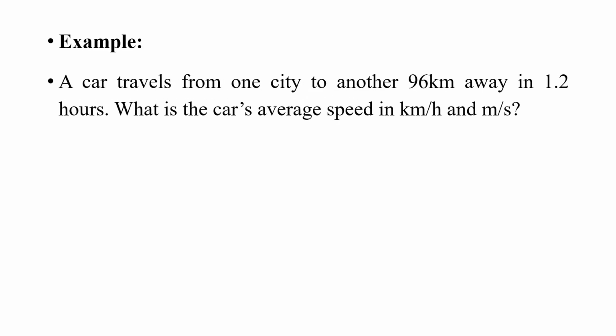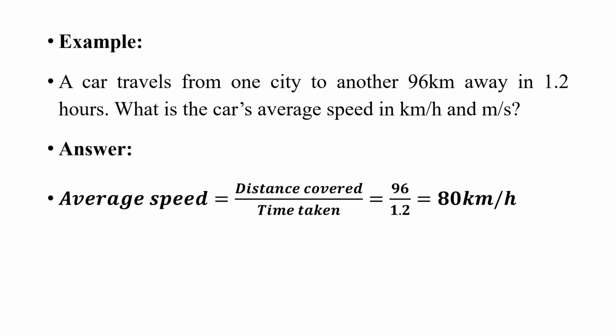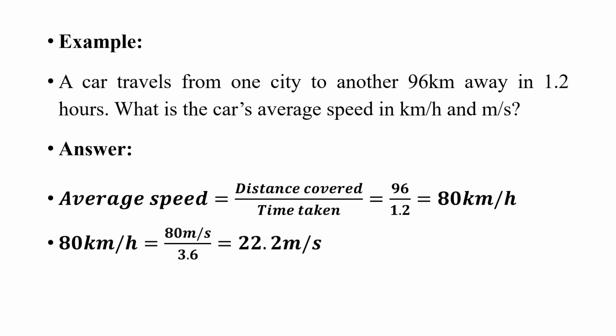Example. A car travels from one city to another 96 kilometers away in 1.2 hours. What is the car's average speed in kilometers per hour and meters per second? Answer. Average speed equals distance covered, over, time taken, equals 96 over 1.2, equals 80 kilometers per hour. 80 kilometers per hour equals 80 meters per second, over, 3.6, equals 22.2 meters per second.